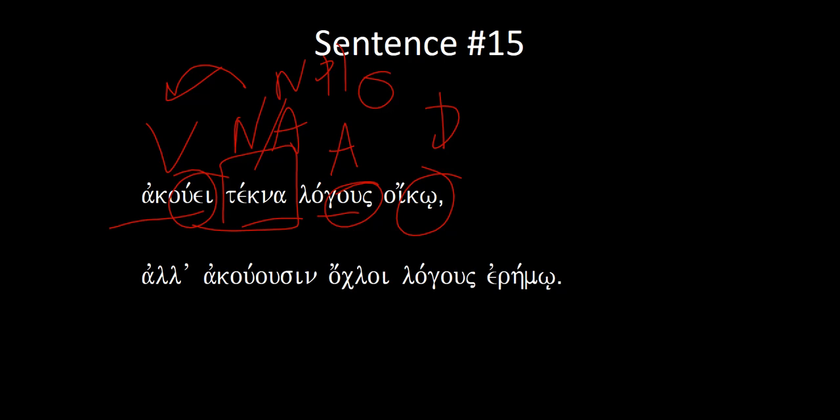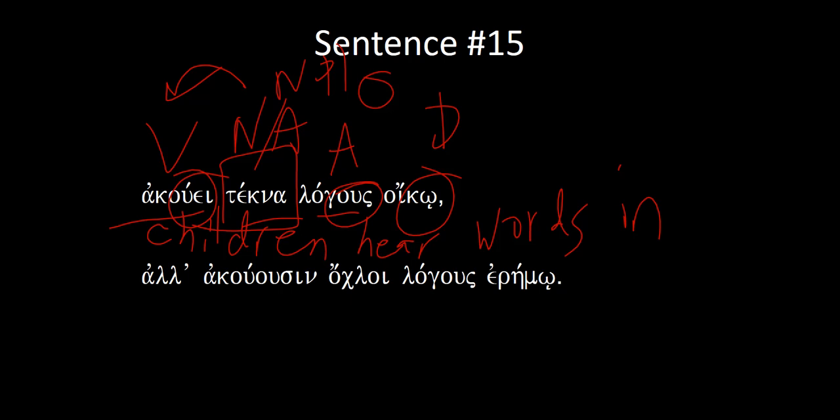Okay, teknon is a child, plural, this would be children here. Then our accusative direct object is logous. Children hear words. Oikō. This is dative, to, for, in, by, or with. Children hear words, to, for, in, by, or with a house. Which of those makes sense? Probably in makes the most sense. Children hear words in a house.